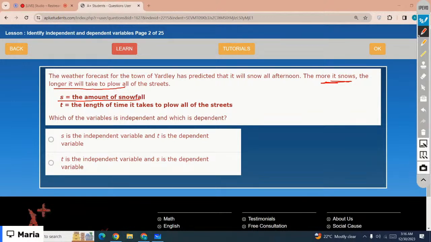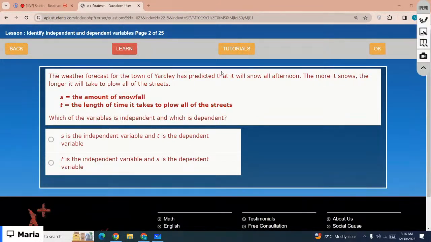So S is the independent variable and T is the dependent variable. Got it? S is the independent variable and T is the dependent variable. Option number 1 is the correct option, right?